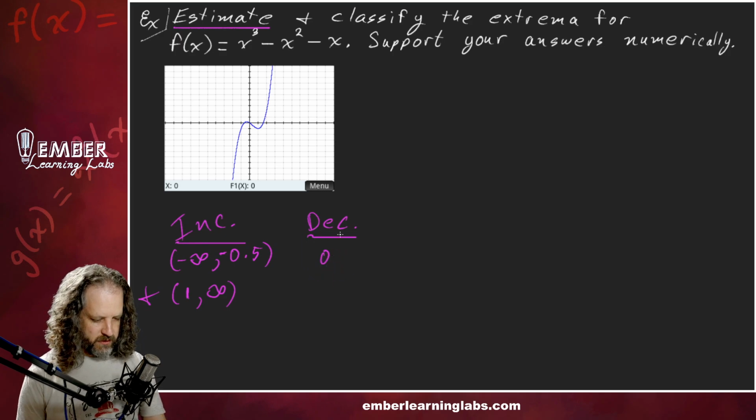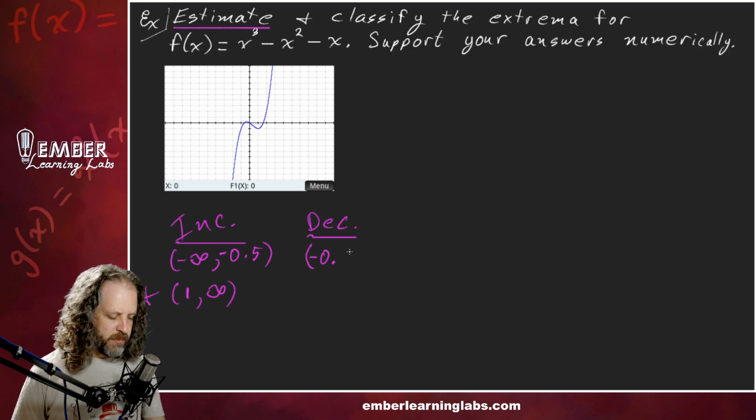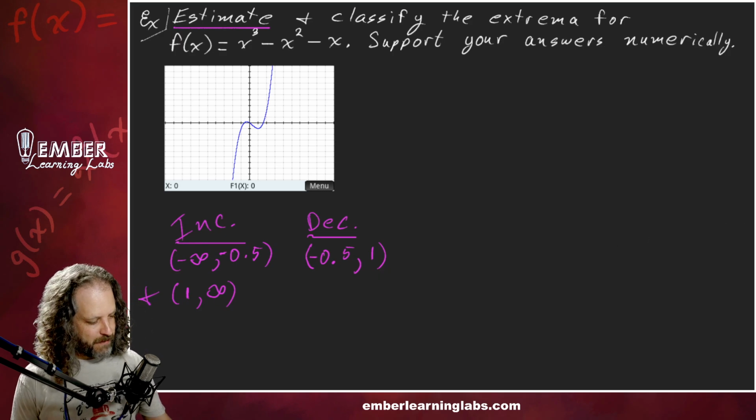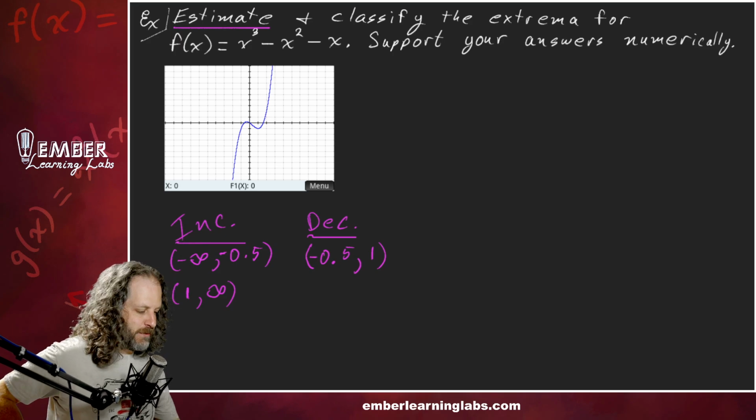If I was doing this lesson live in a class, somebody would have already said, don't you mean negative 0.5? Yes, in fact, I do. From negative 0.5 to 1. Right? So supporting our answers numerically, I may need to move stuff. I don't remember where I put the table.